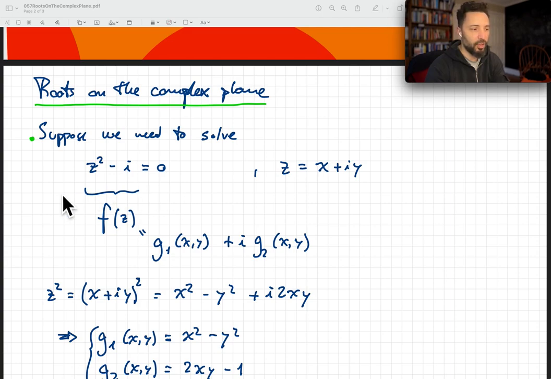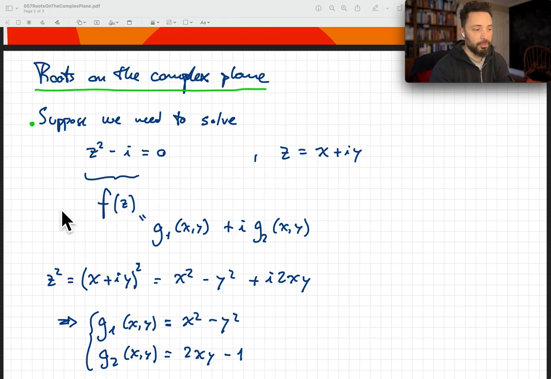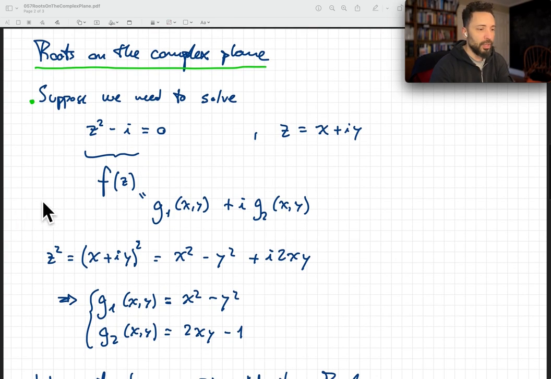And by the way, this is generalizable to any function of a complex variable. You can always write such a function as a real part and an imaginary part, so this is going to be g1 of x, y plus i g2 of x, y. So g1 encodes the real part and g2 encodes the imaginary part. And of course, I didn't say it, but z here is x plus iy, so x is the real part and y is the imaginary part of z. We want to find the roots of this equation in the complex plane.